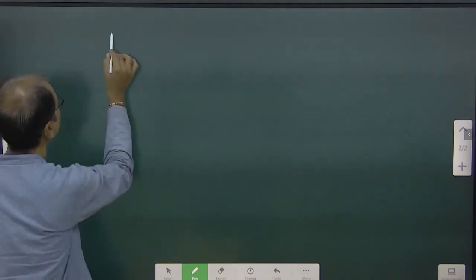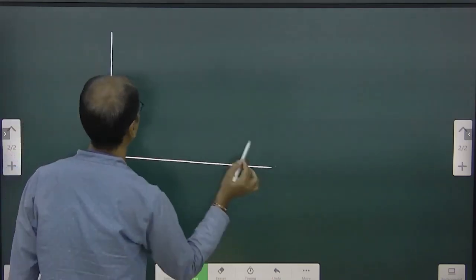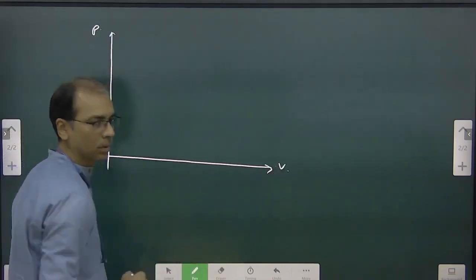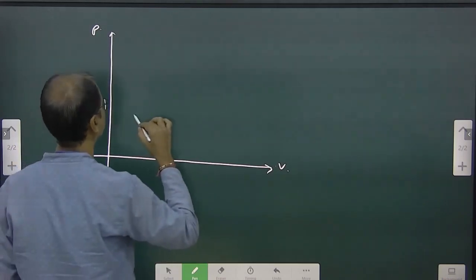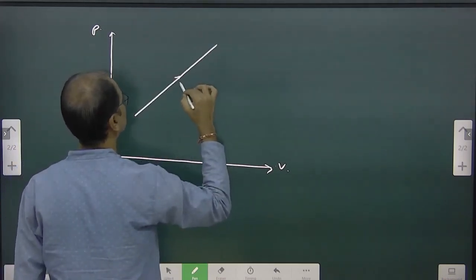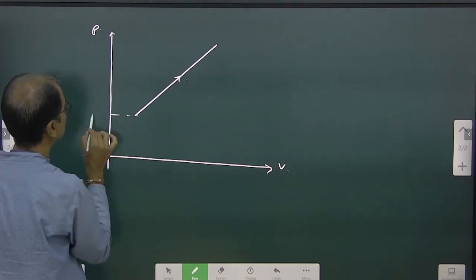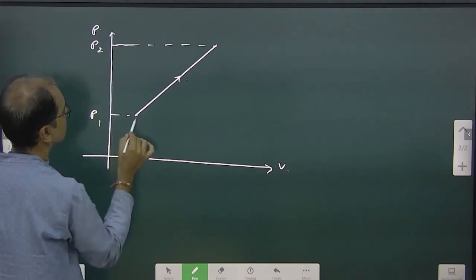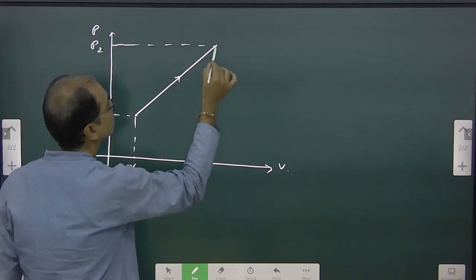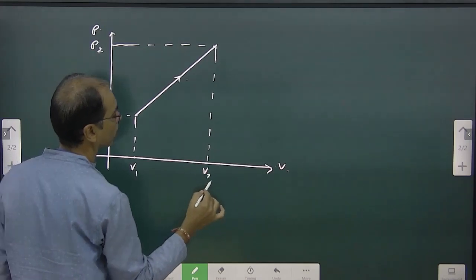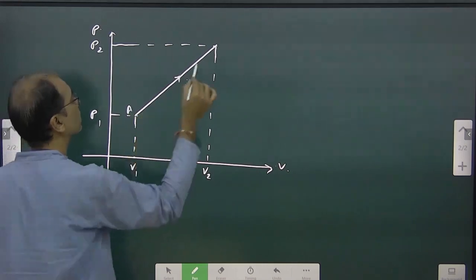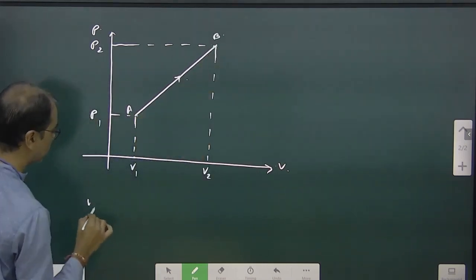So let's make one graph. This is pressure and this is volume, and suppose the graph is given like this. Here pressure is P1, here pressure is P2, this is V1 and here is V2. We have to find work done in process AB. Let's say this is A and this is B.